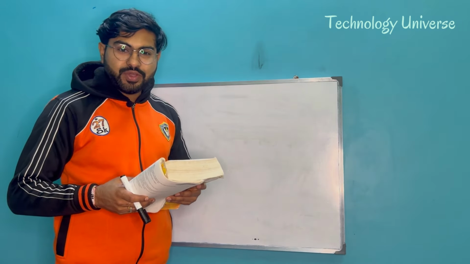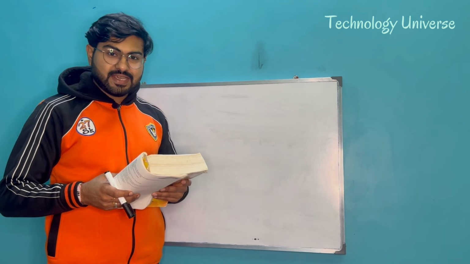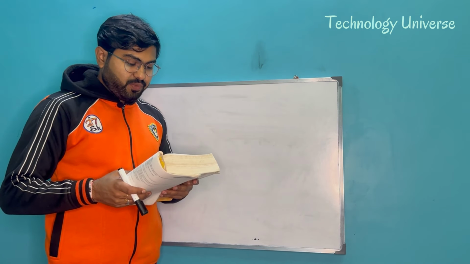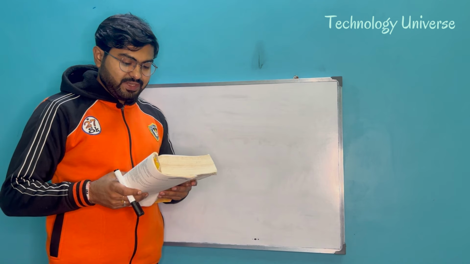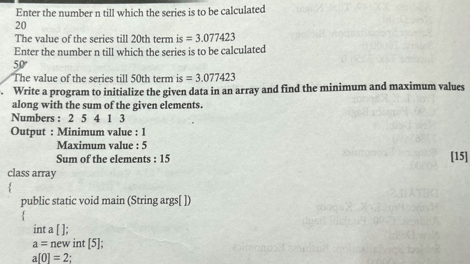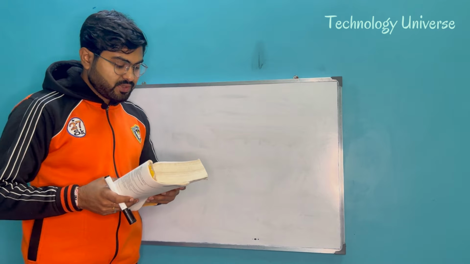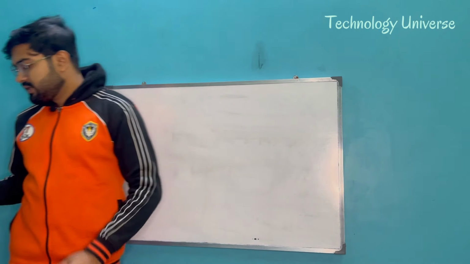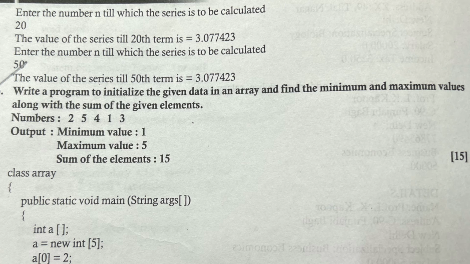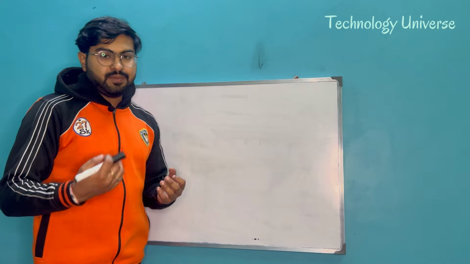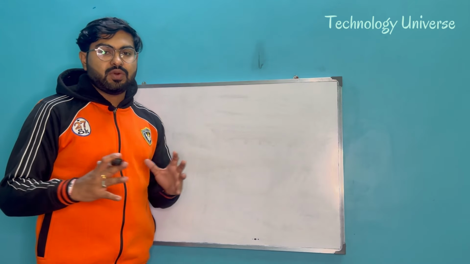In this video, we're going to look at another program from the ICSE 10 years question papers. Write a program to initialize the given data in an array and find the minimum and maximum values along with the sum of the given elements. So we have to take some numbers in the array, fill that array, and then find the maximum and the minimum along with the sum of all the elements of the array.